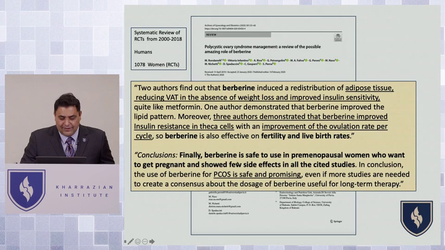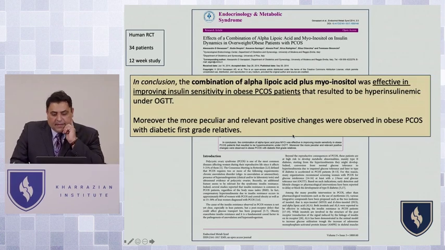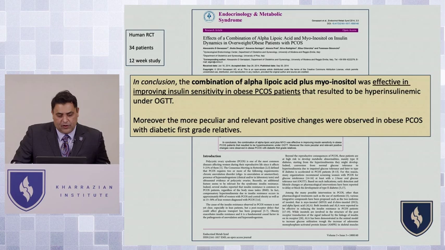Conclusion. Finally, berberine is safe to use in premenopausal women who want to get pregnant and showed few side effects in all cited studies. In conclusion, the use of berberine for PCOS is safe and promising, even if more studies are needed to create consensus about the dosage of berberine useful for long-term therapy. But overall, it seems to be very safe and really impact outcomes with PCOS. Then they also found the combination in human RCTs.